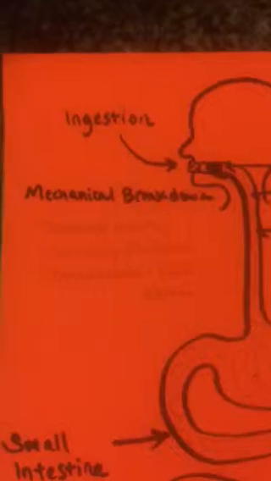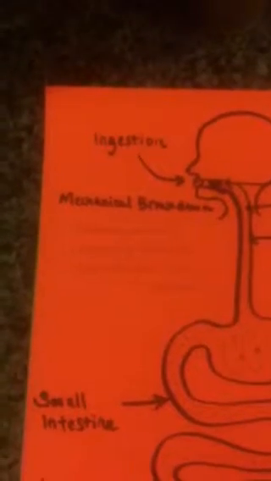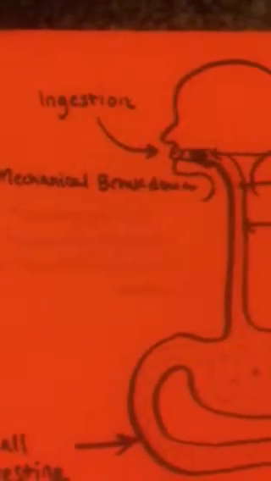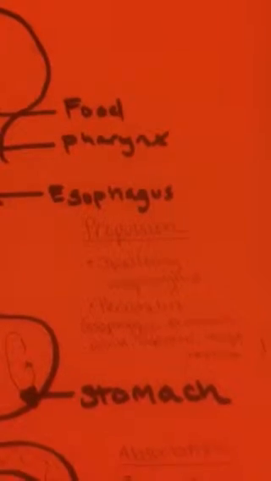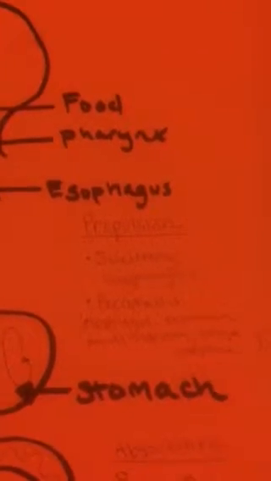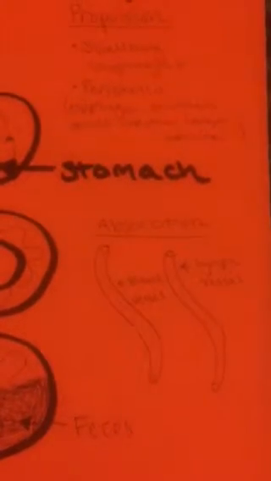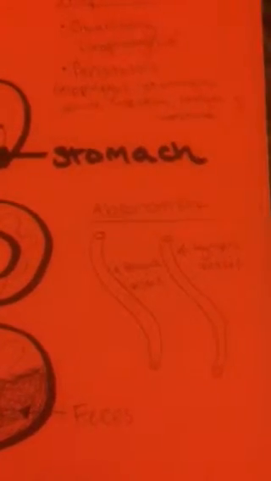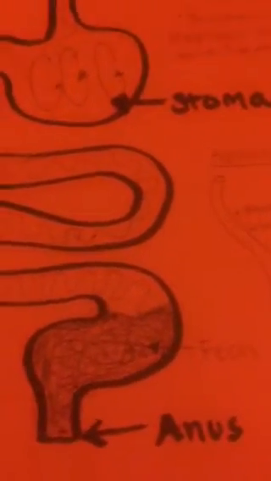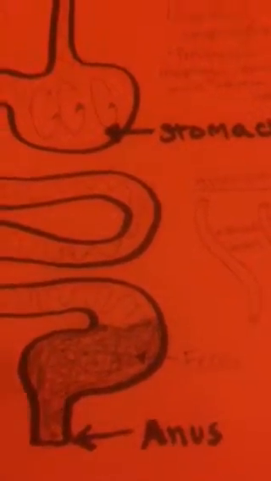So in the mouth, it undergoes mechanical breakdown via chewing, and in the stomach it undergoes churning, and then in the small intestine, segmentation. In the esophagus, it undergoes propulsion via swallowing through the oral pharynx, as well as peristalsis in the esophagus, stomach, small intestine, and large intestine. Now, in the small intestine and large intestine, it undergoes absorption via blood vessels as well as lymphatic vessels. And finally, in the anus, it is excreted as feces.